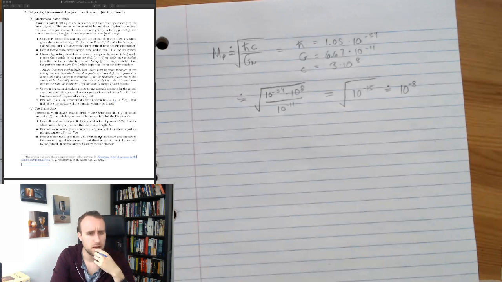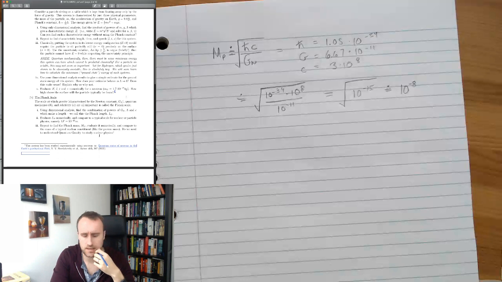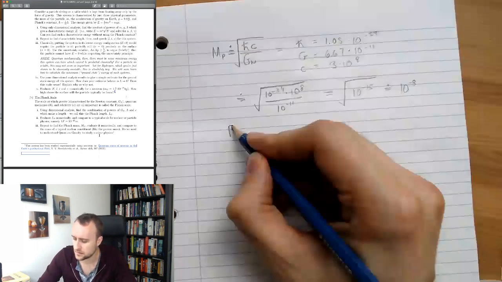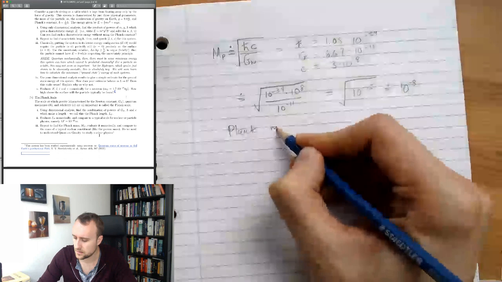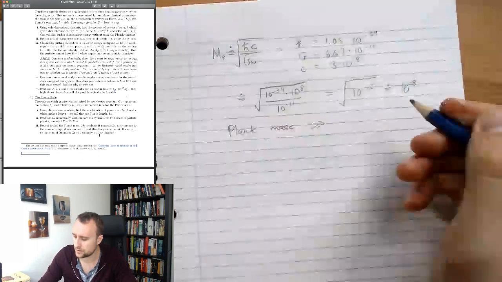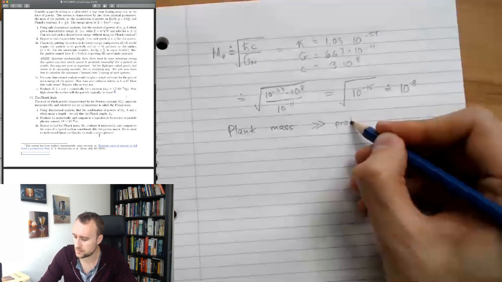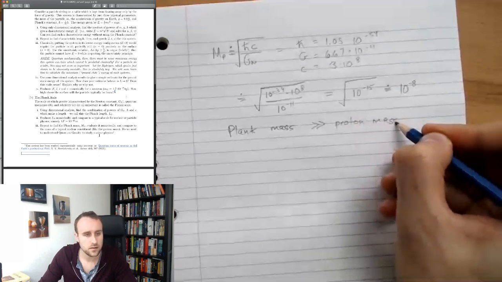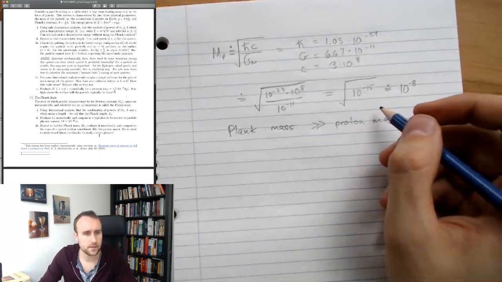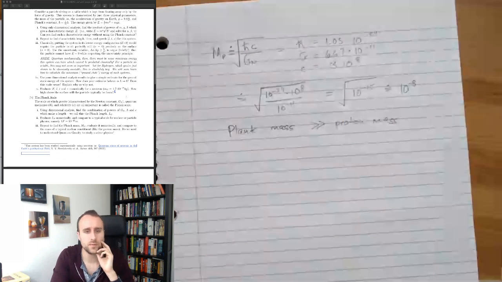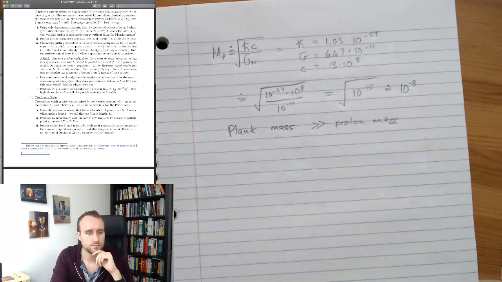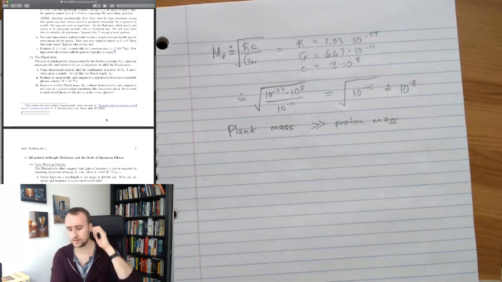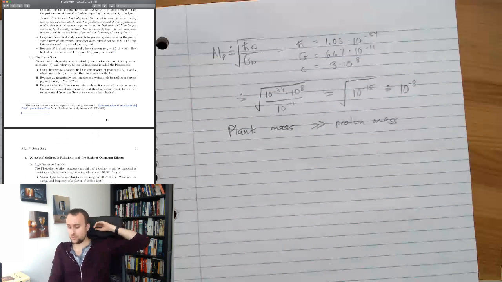But so I guess what we're saying is the Planck mass is much greater than proton mass. So what is the proton mass? Proton mass is 10 to the negative 27th. Okay, yeah. All right, so that is the end of question 2.